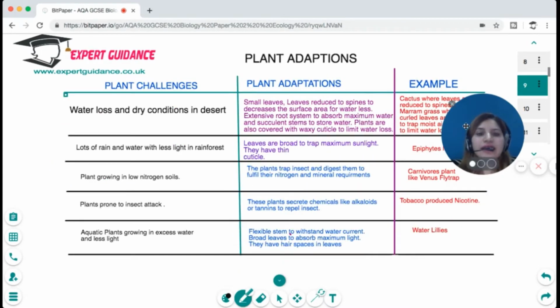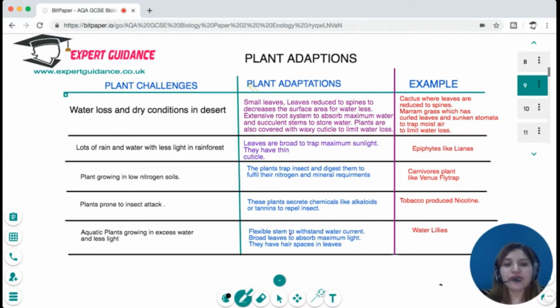Now, let us look at some of the plant adaptations in response to the challenges they face. The major challenge a plant faces in a desert is water loss and dry conditions. So in those conditions, the plants have small leaves. Leaves are reduced to spines so that the surface area for water loss can be reduced. They have an extensive root system to absorb maximum water, and they have succulent stems to store water. These plants are also covered with a waxy cuticle to limit water loss.